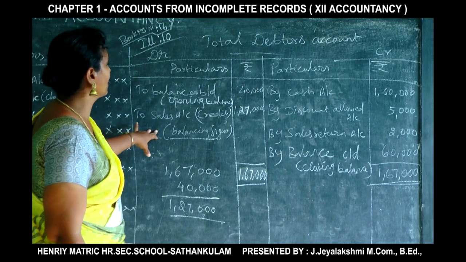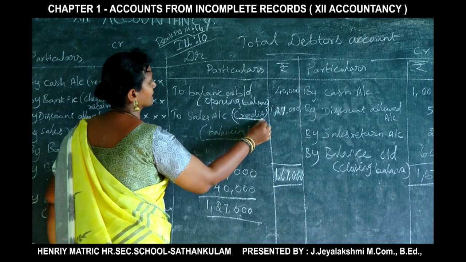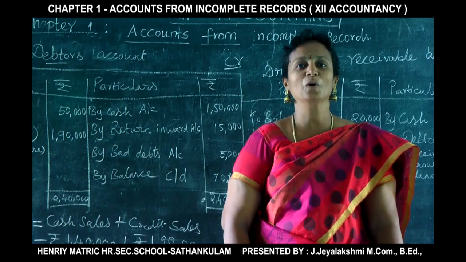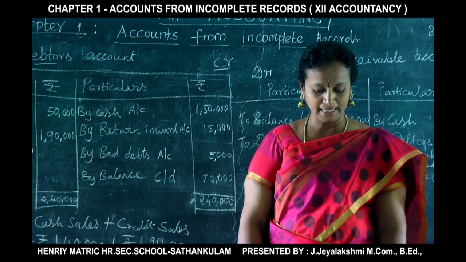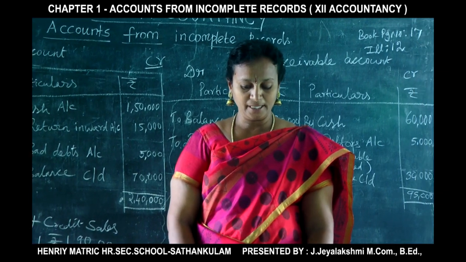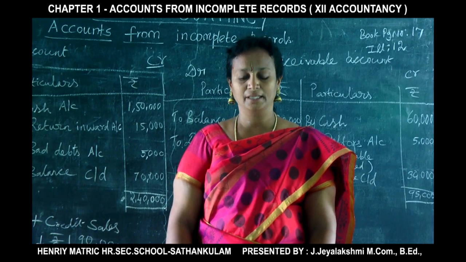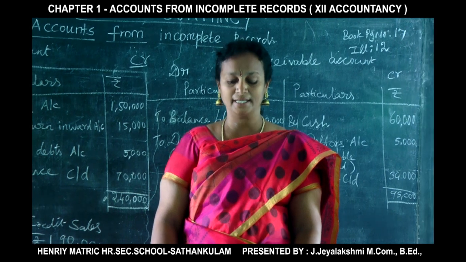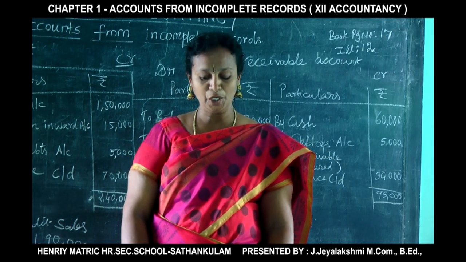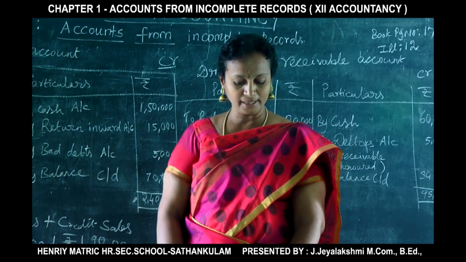So what is the main motive in the total debtors account? To find out the credit sales, we are using this formula. Good morning. From the following details, find out total sales made during the year. In this question, we have to first analyze what is asked. They ask us to calculate total sales made during the year, meaning the complete year. So here instructions are given.